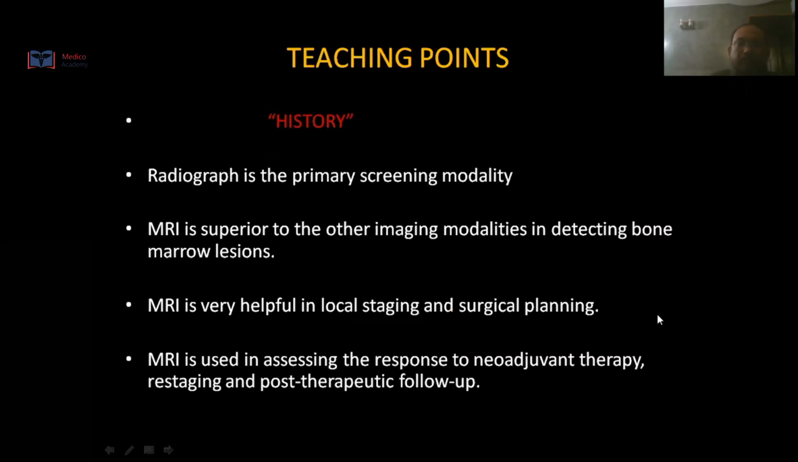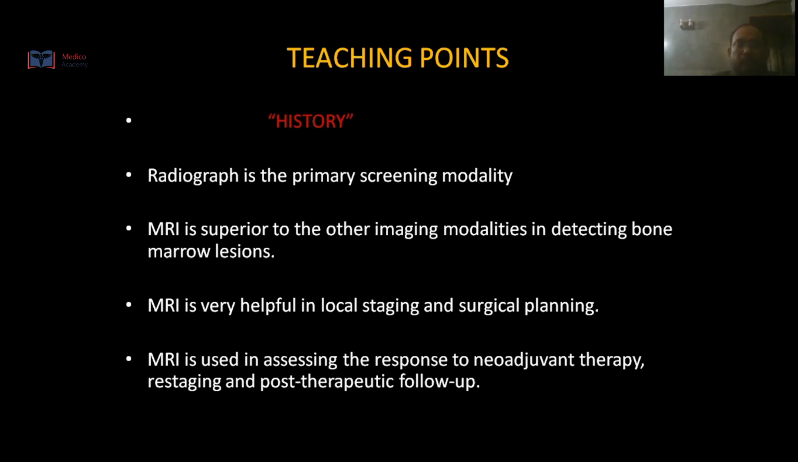The teaching points in the session will be the history, which is a very important part in the clinical setting, where we need to diagnose the pathology in a coordinated manner with the clinician and the pathologist. The radiograph is the primary screening modality. It should not be forgotten. It is indispensable. MRI is superior to the other imaging modalities in detecting bone marrow lesions.